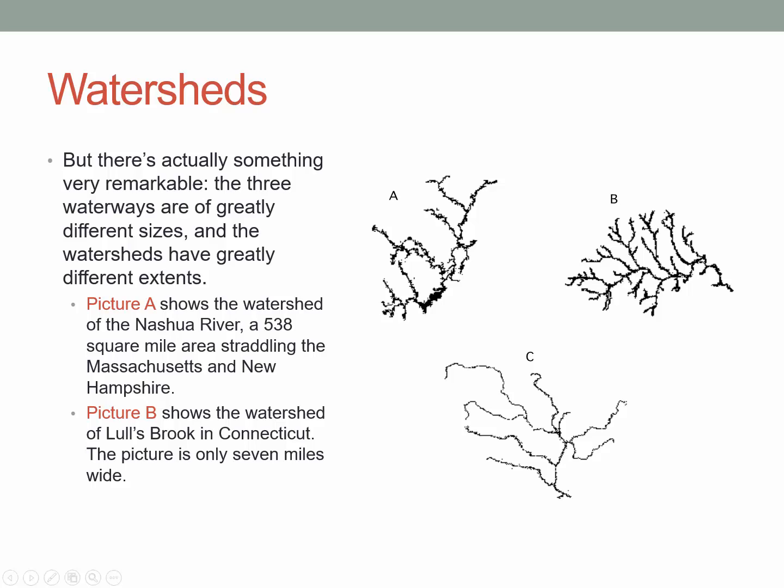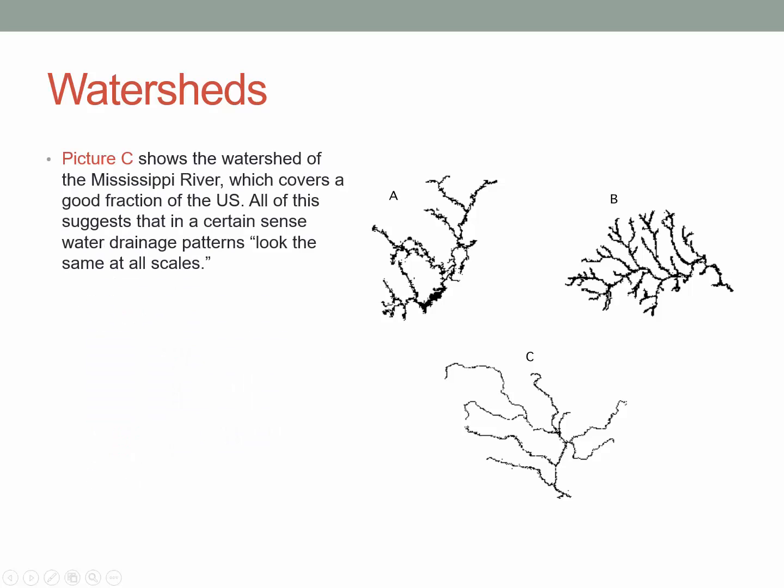And picture B, I can now tell you, is the watershed of a small brook in Connecticut. So those little streams feeding into this brook are really tiny little streams, okay? This picture is only 7 miles wide, so it's not nearly as big as what we're looking at in A. And then finally C, what is that? Well, we're not quite seeing all the detail that we could there, but what we're looking at there is in fact the watershed of the Mississippi River. Once I tell you that, you might begin to even recognize certain shapes.